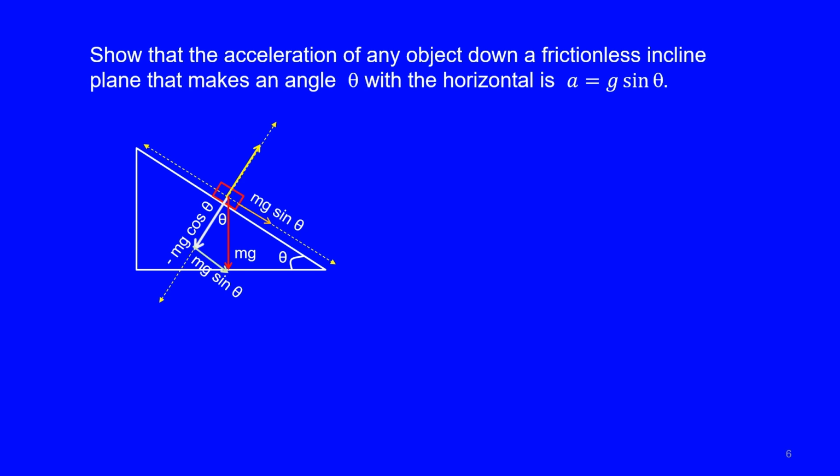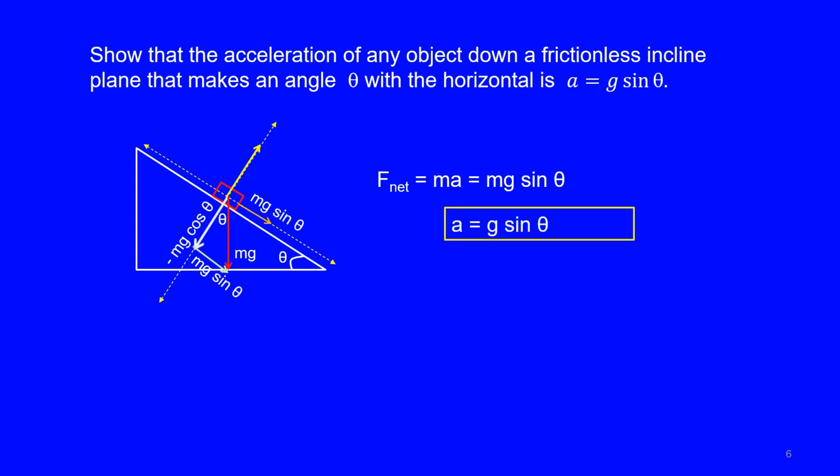Okay, so the net force we have is equal to mg sin theta, and that net force from Newton's second law is mass times acceleration. Now we can divide both sides of the equation by m, and we get a is equal to g sine theta. And that's what we are required to prove.